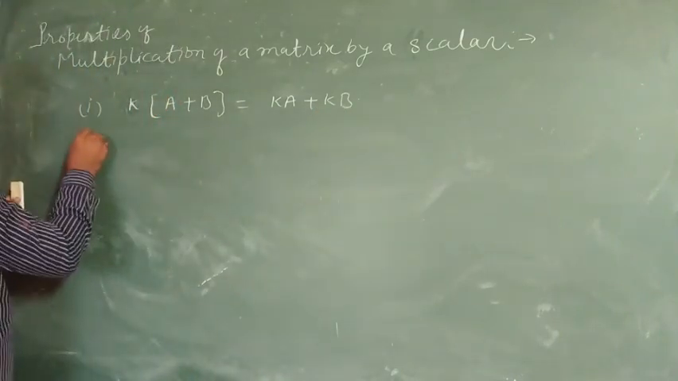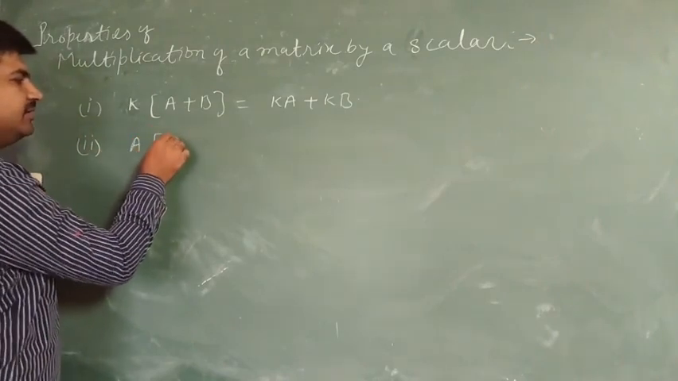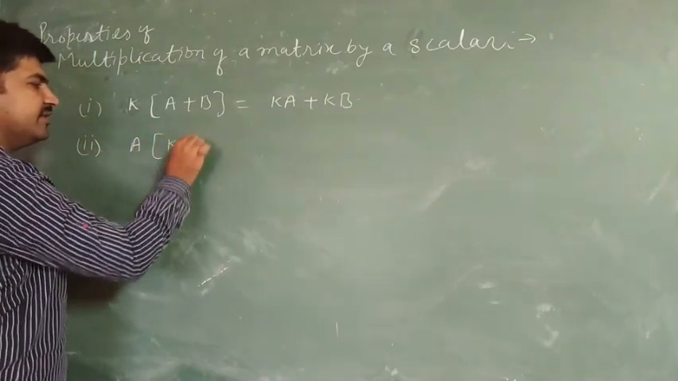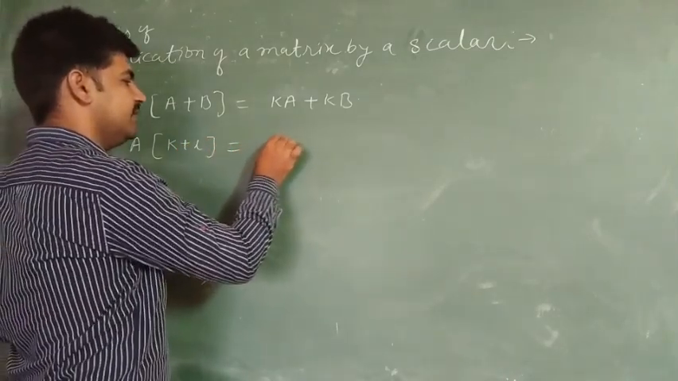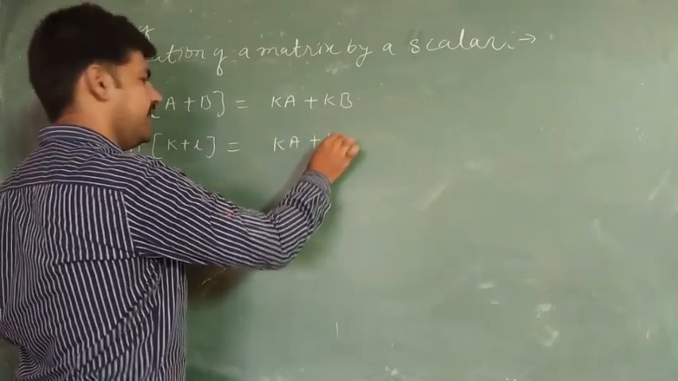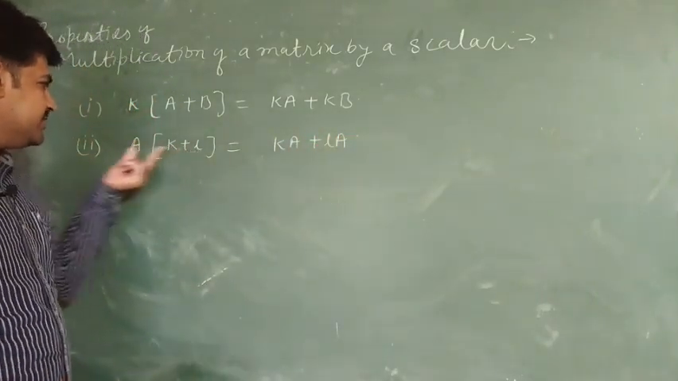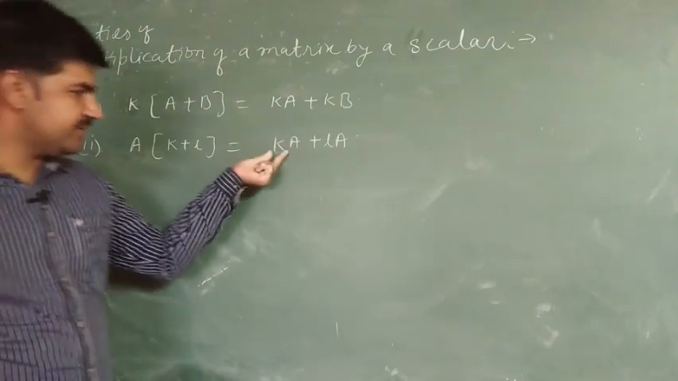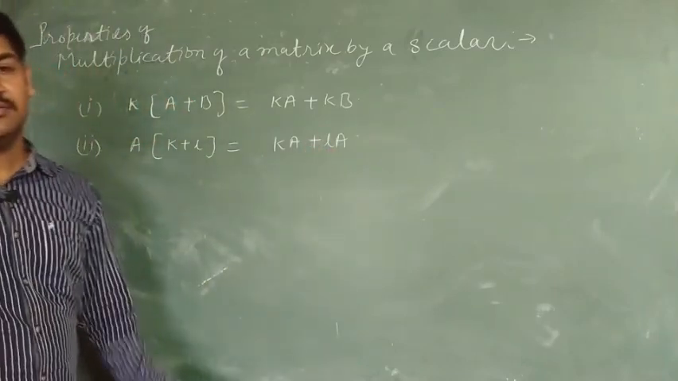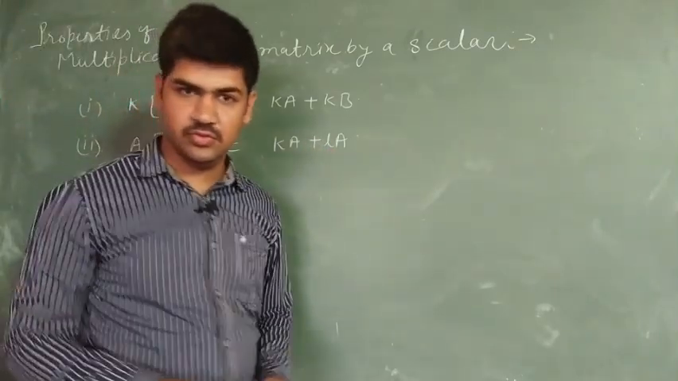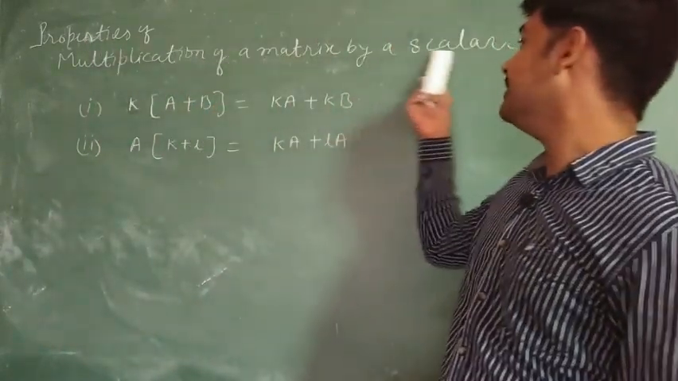And the second result: if a matrix A is multiplied by the sum of two scalars k and l, then it can be written as kA plus lA. That means if the sum of two scalars is multiplied by a matrix A, then it is the first scalar multiplied by matrix A plus the second scalar multiplied by matrix A. So these are two general properties of multiplication of a matrix by a scalar.